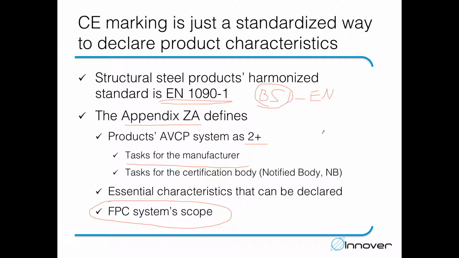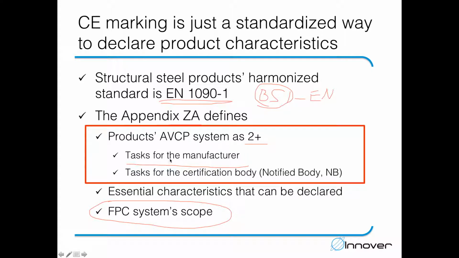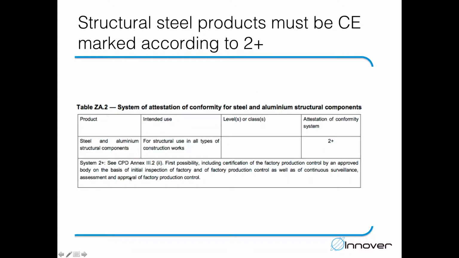So I think the next thing we can do is go ahead and take a closer look at where this AVCP system 2+ comes from, and what kind of tasks are given to the manufacturer, and what kind of tasks must be outsourced to a notified body. Here we have the screen capture from the table CA.2 from the appendix CA. And here we can see that this deals with the steel and aluminum structural components for structural use in all types of construction works.